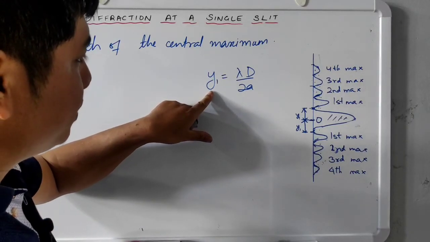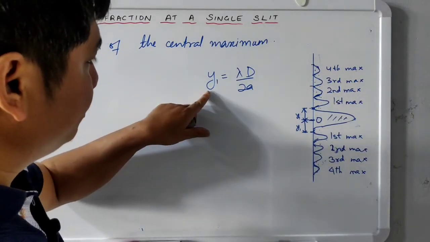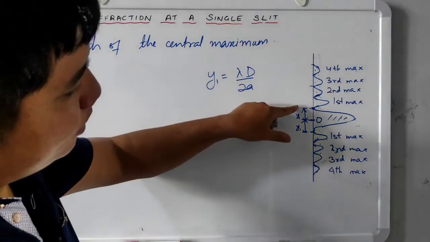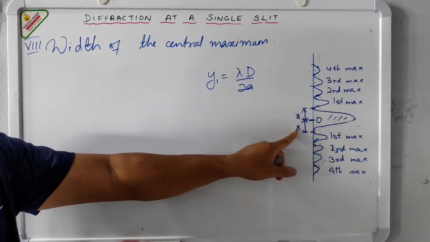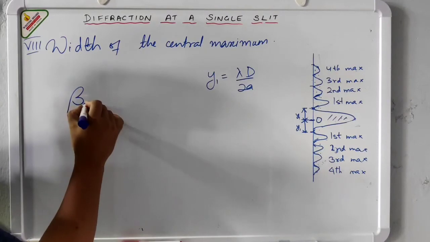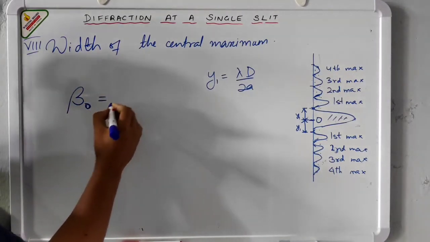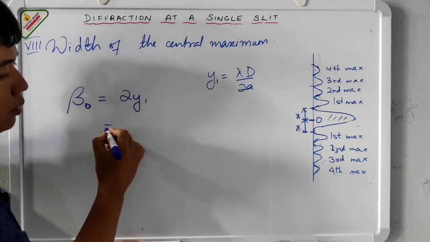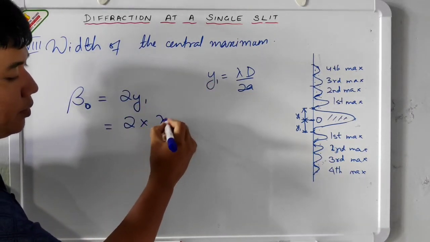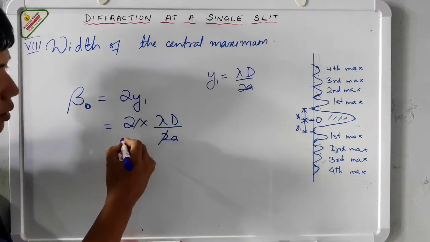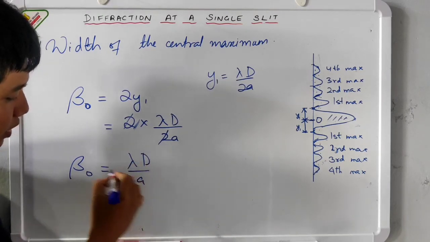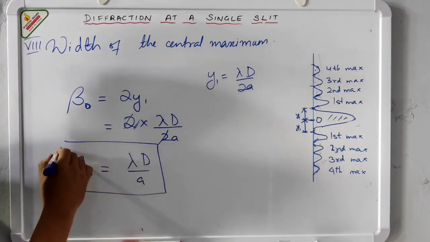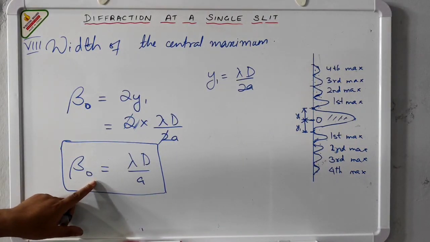We calculated in the previous part that y1 is equal to d lambda by 2a. The width of the central maximum will be equal to y1 plus y1, that is 2y1. Beta naught denotes the width of the central maximum, so it is 2y1. Since y1 is equal to lambda d by 2a, we get beta naught equals lambda d by a. This is the width of the central maximum.